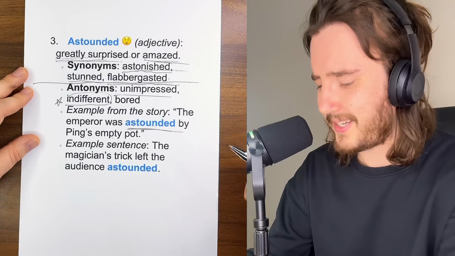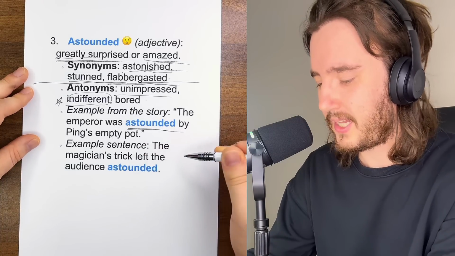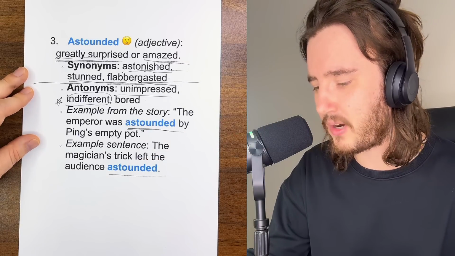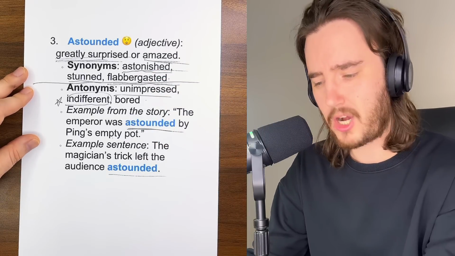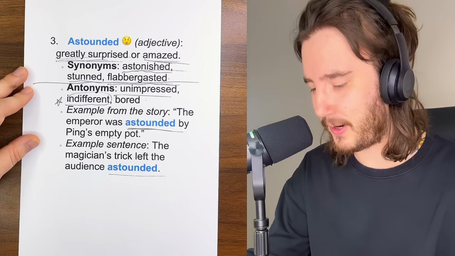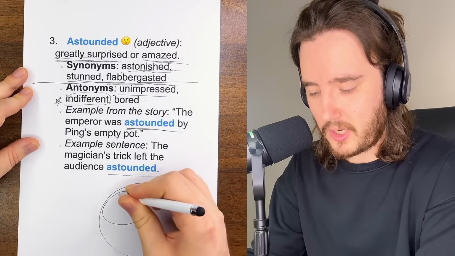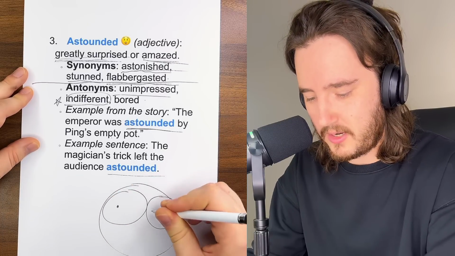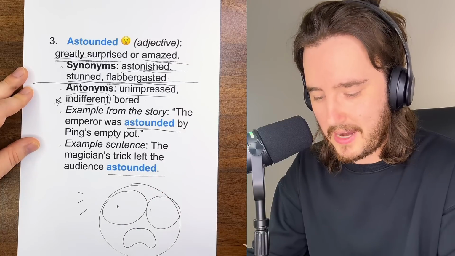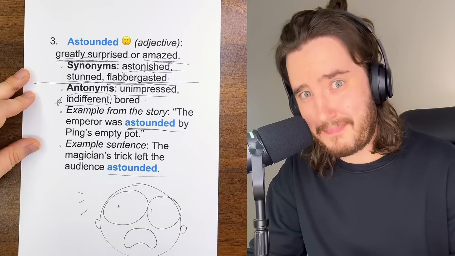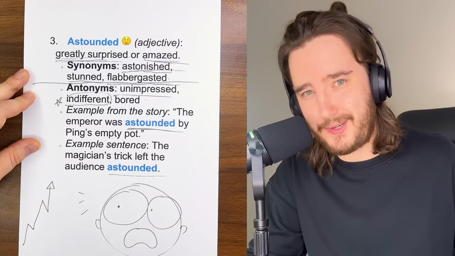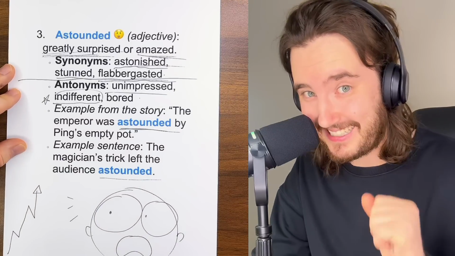Here's an unrelated sentence. The magician's trick left the audience astounded. Astounded. They can't believe their eyes. They are stunned, shocked, astonished. They are flabbergasted. Love that word. Just for fun, let's draw a picture of someone who is astounded down here. They are just totally shocked. They cannot believe their eyes. Maybe they are seeing how much their English is growing when they use English is easy with Connor.